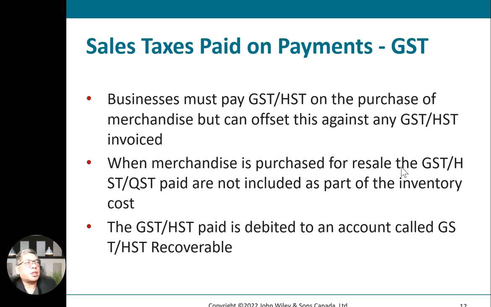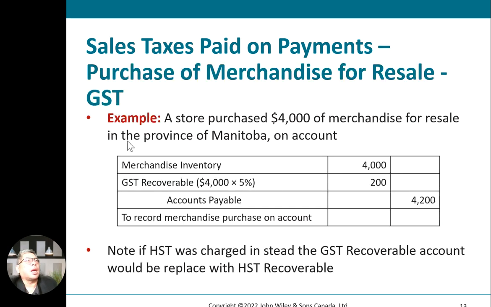Okay, when merchandise is purchased for resale, GST or HST or QST (Quebec), HST being harmonized sales tax, are not included as part of inventory cost. That's the key part. GST must be paid, debit account sales tax GST recoverable. Example, again, store purchases $4,000 of merchandise, Manitoba. Account merchandise inventory is 4,000, GST recoverable 4,000 times 5%, which is 200, debit. Accounts payable will be 4,200 credit. So this is to record merchandise purchase on account. Remember that, sales is not recorded. Now, if HST is charged, the HST recoverable account will replace GST recoverable.